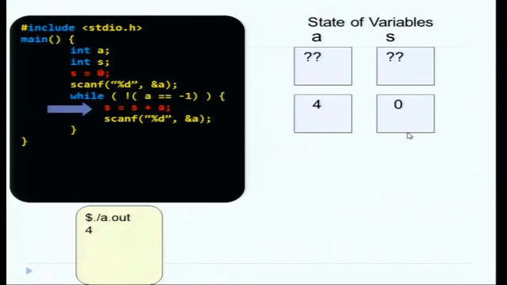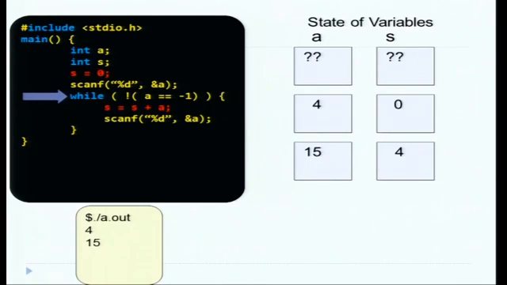You enter the loop and you say s equal to s plus a. So s becomes 0 plus 4, which is 4, and you read the next number. Let's say the next number was 15. So a becomes 15, a is not -1, therefore you enter the loop again, and s is now 4 plus 15, which is 19. So s at any point of time is the sum of the numbers that we have read so far. So we have read 4 and 15, so the sum is 19. Now you read the next number. Let's say the next number was -5.